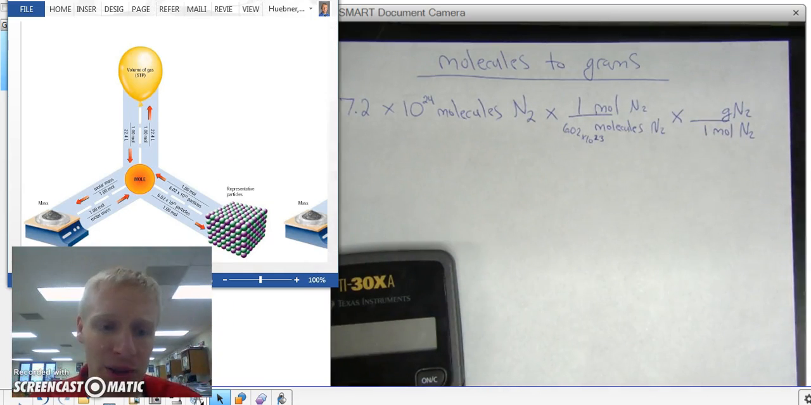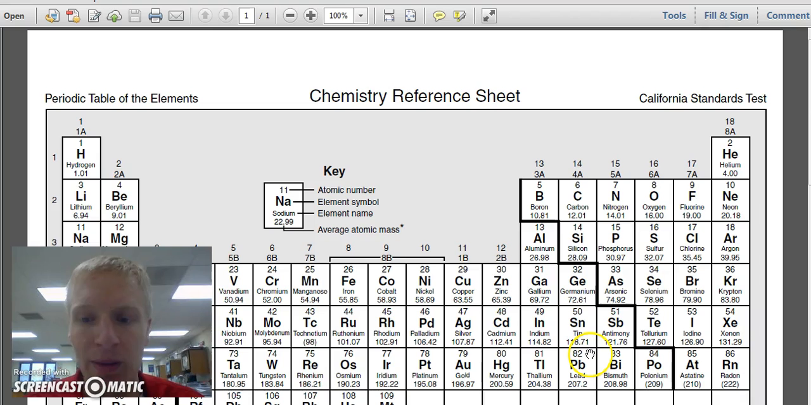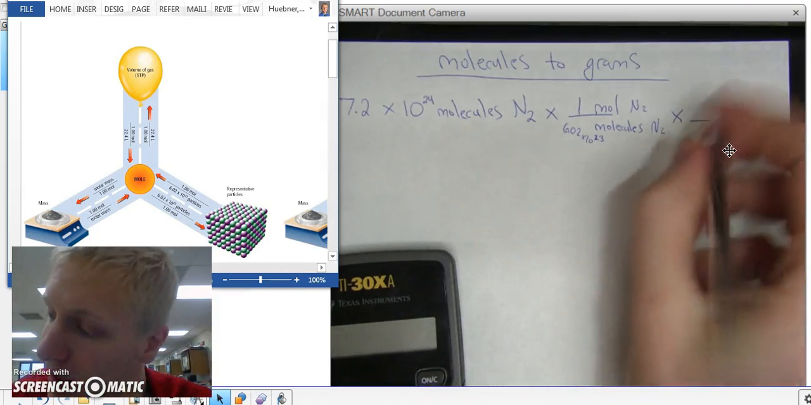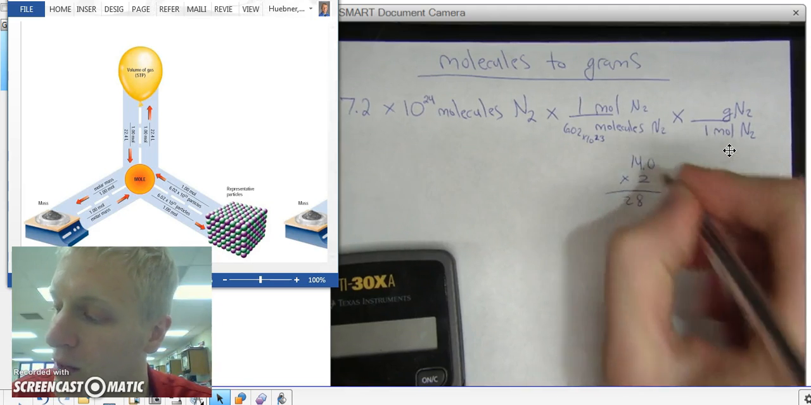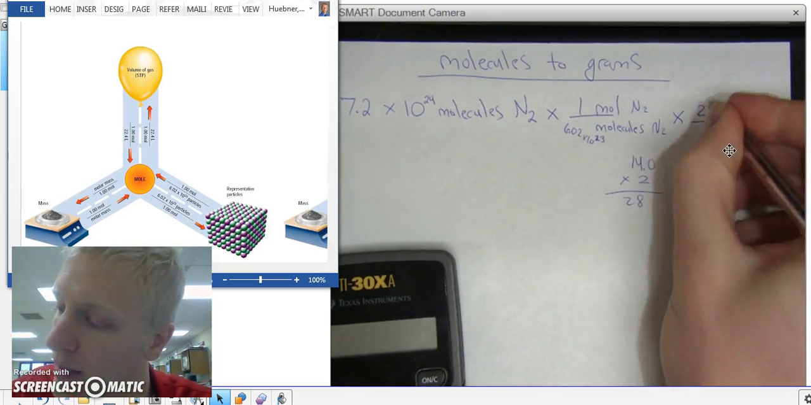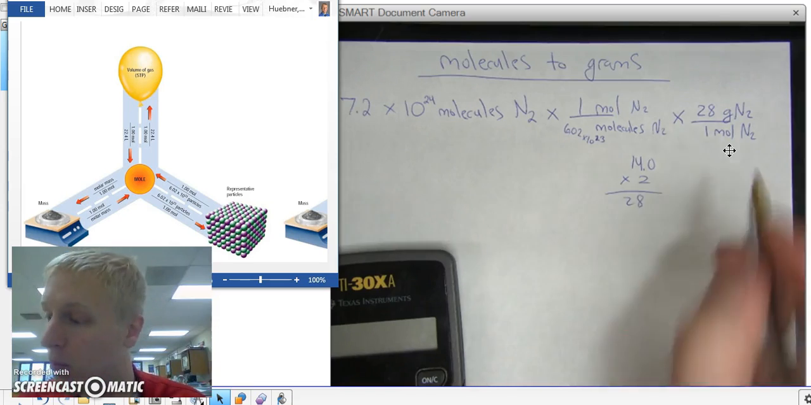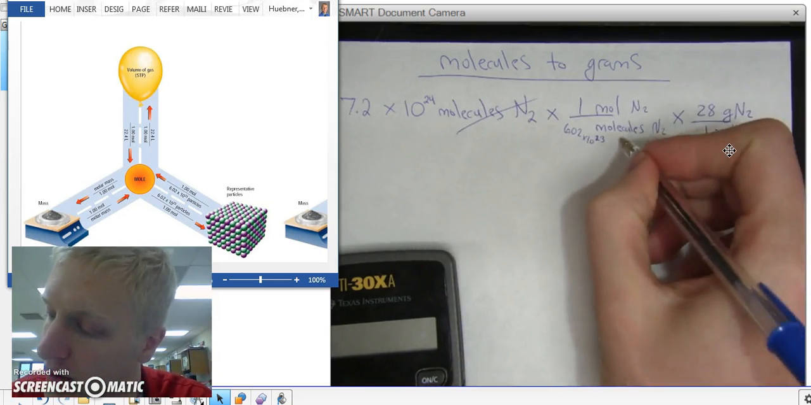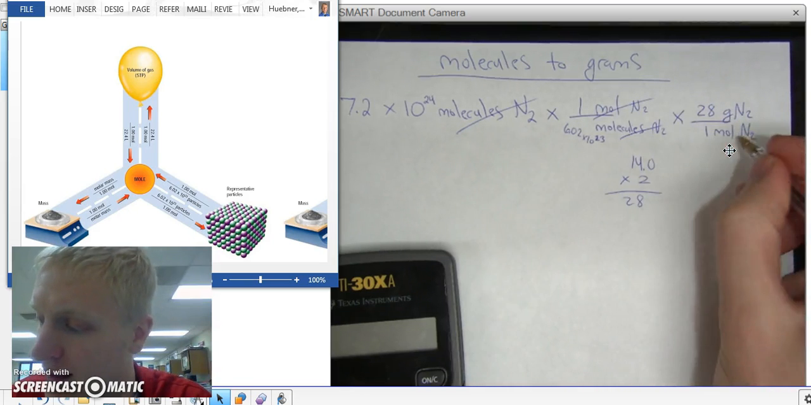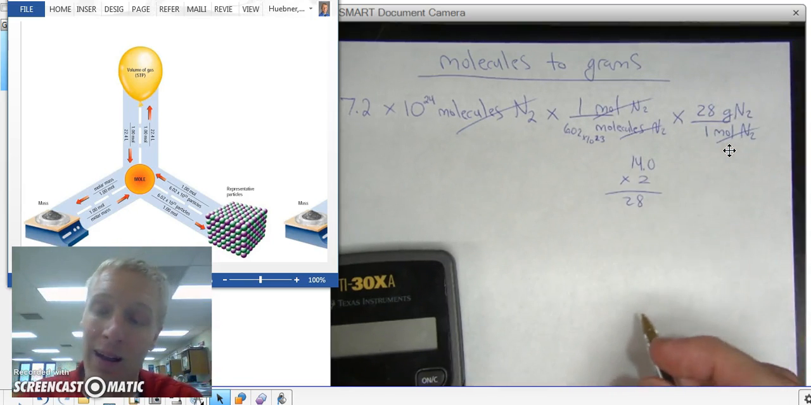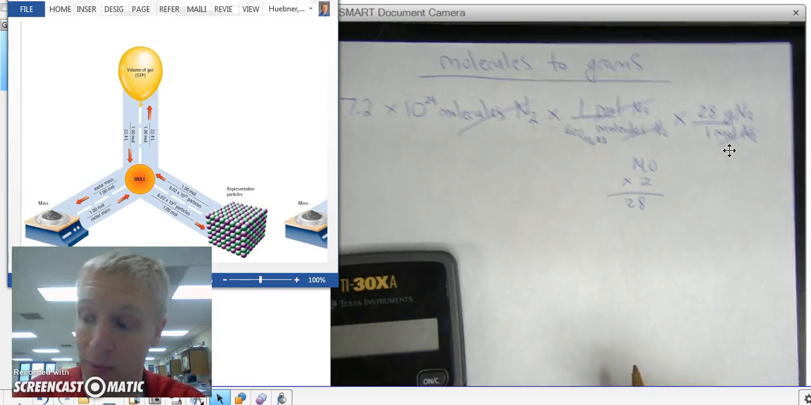Alright, so in order to find molar mass, we look at our periodic table. We find nitrogen, it's about 14.0. So I'm going to type in 14.0, but I've got 2 of them, so I got to multiply that by 2, which is 28. So my molar mass of nitrogen is 28 grams per 1 mole. Molecules cancels out because here it's on the top, here it's on the bottom. Moles cancels out because it's on the top, here it's on the bottom. That leaves me with grams as my final unit, which is what I want.